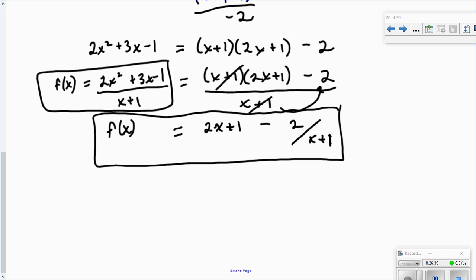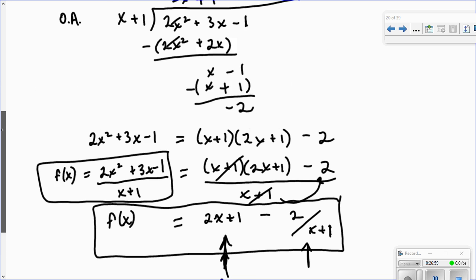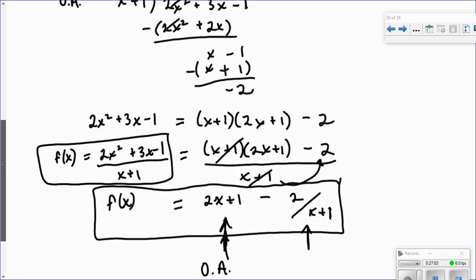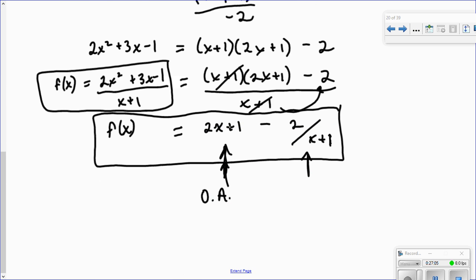I'm going to end the lesson by calling this function up in Desmos. When it's in this form, we get to easily see the oblique asymptote. This is the oblique asymptote right here, and this is the end behavior. So it falls along the oblique asymptote, and that's a straight line. So the function at its endpoints tends to this straight line.